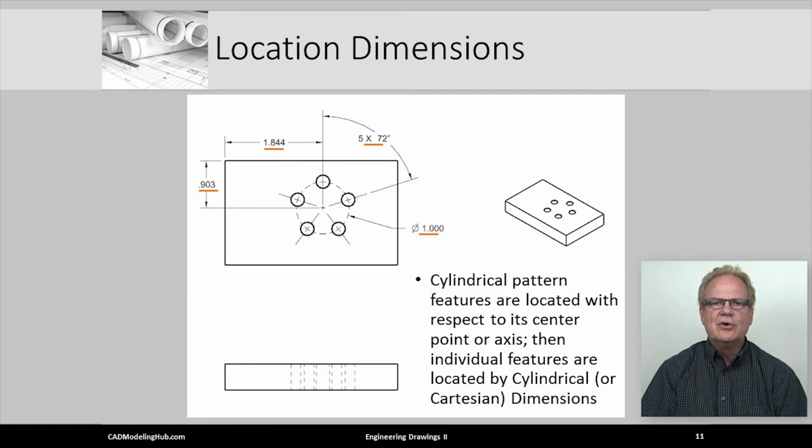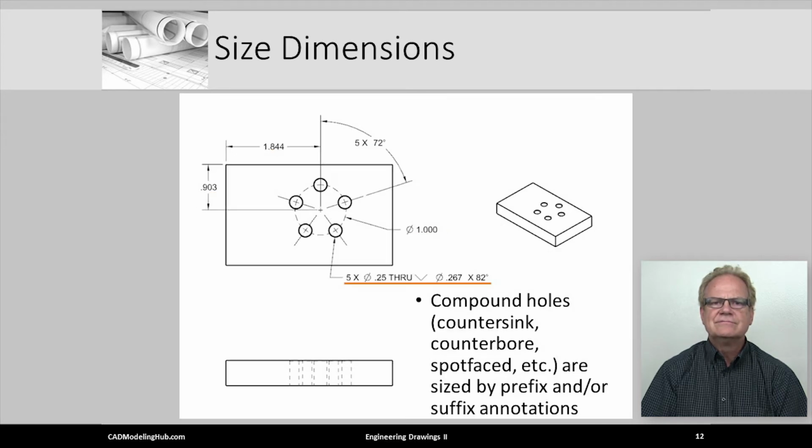We do not know the size of the holes. Notice the holes shown in the top view. They appear to have two circles that define each hole. These type of holes are referred to as compound holes. Compound holes are created from manufacturing operations such as spot face, counterbore, countersink, and so forth.